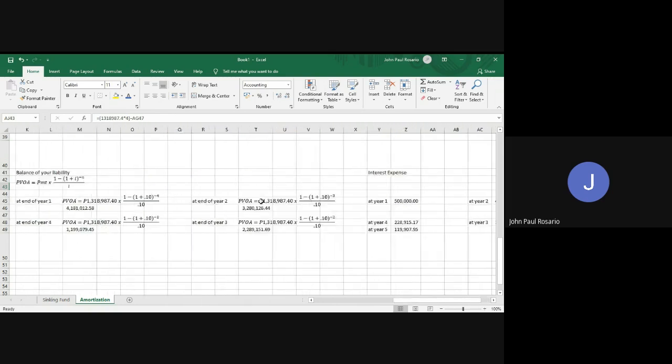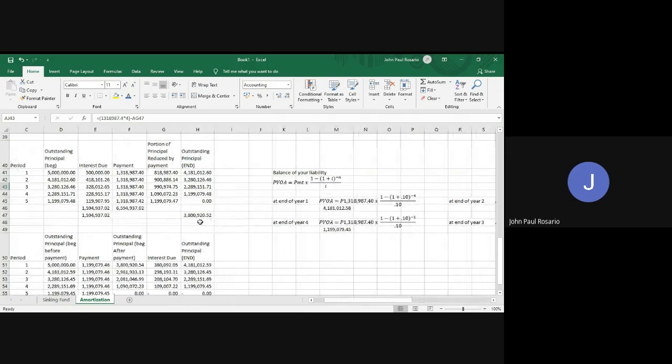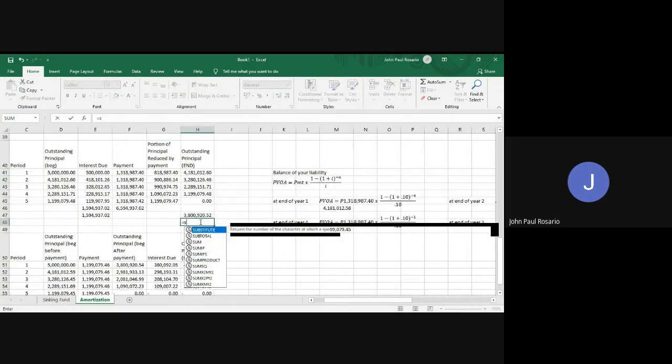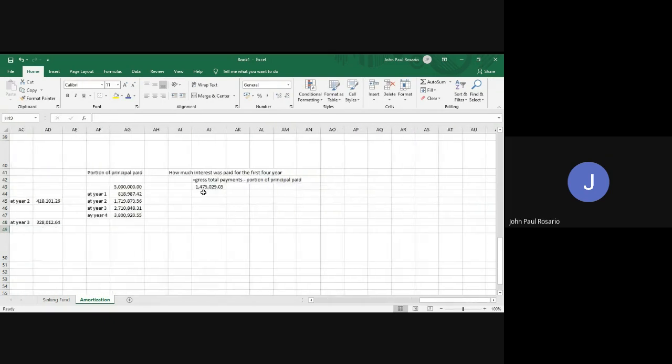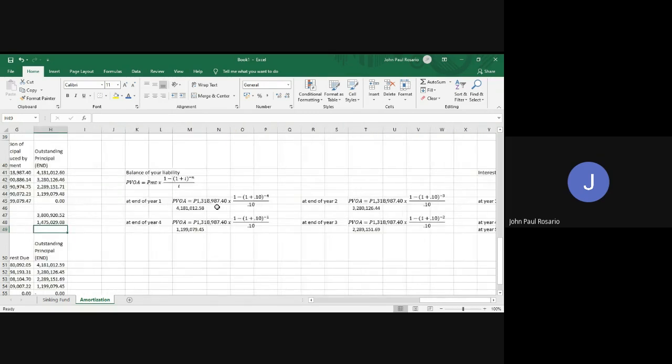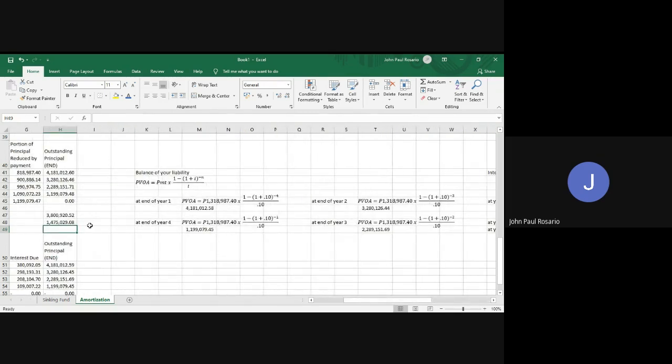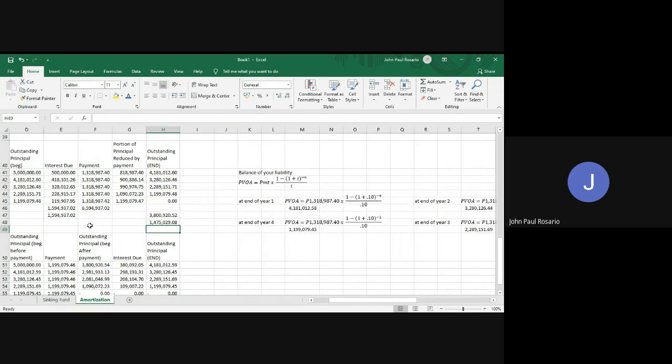So how do we check that? So here in our table, we'll sum our interest due, 1,475,029, 1,475,029. Okay, so that's how you solve for the items in the table without needing to construct the table itself. So through formula siya.